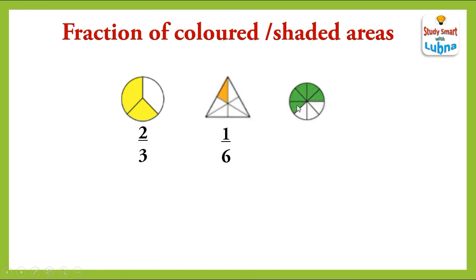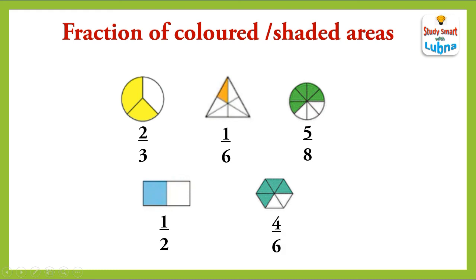In this figure the total parts are 8 and the colored parts are 5. So the fraction of this figure is 5 upon 8. In this figure the total parts are 2 and the colored part is 1. So the fraction of this figure is 1 upon 2. In this figure we have a total of 6 parts and 4 colored parts. So the fraction of this figure is 4 upon 6.